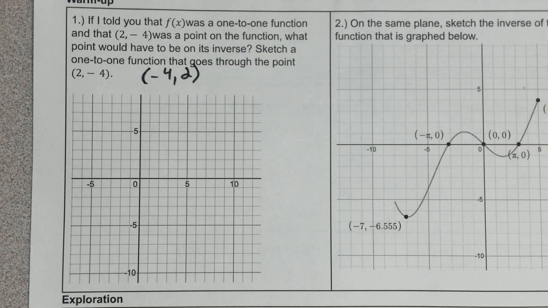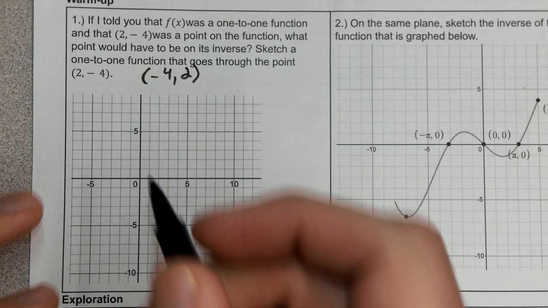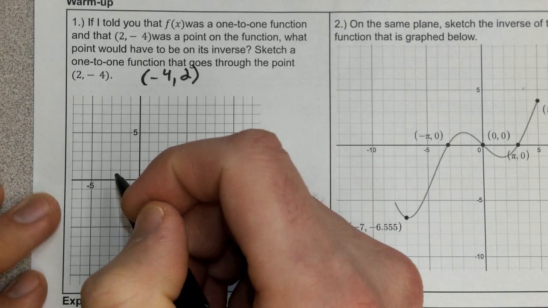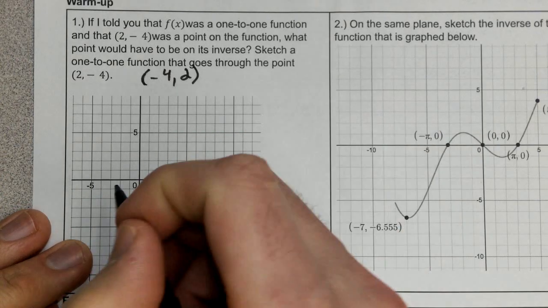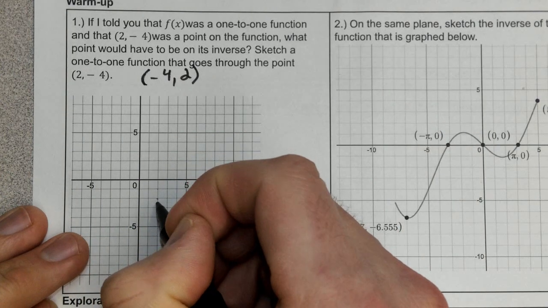We can shortcut that if we're trying to find the inverse of an equation by switching the x's and y's in the equation and solving for the new y. That's probably how you learned to find inverse functions in earlier math classes. So we could plot the point (2, -4): over 2, down 1, 2, 3, 4.